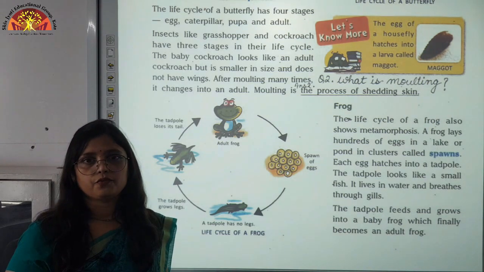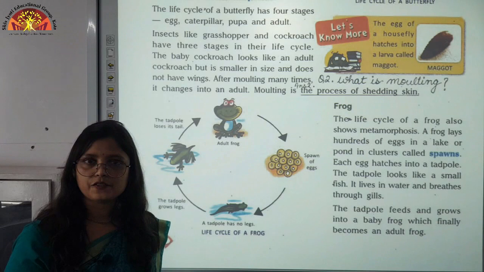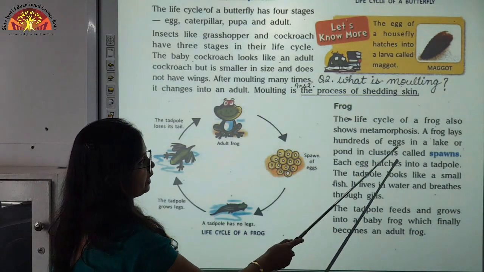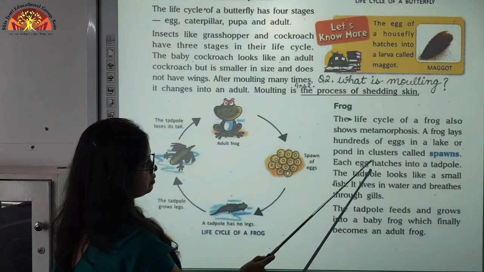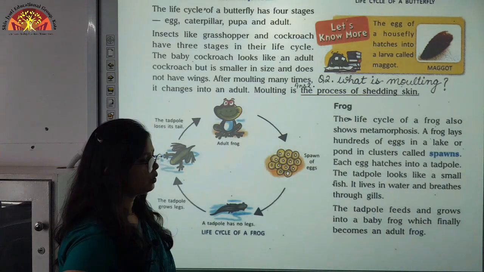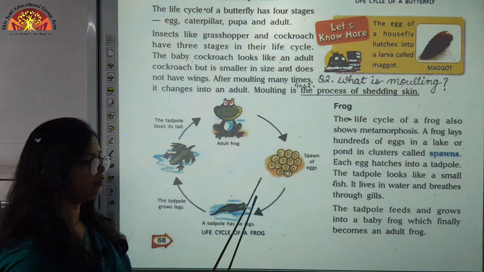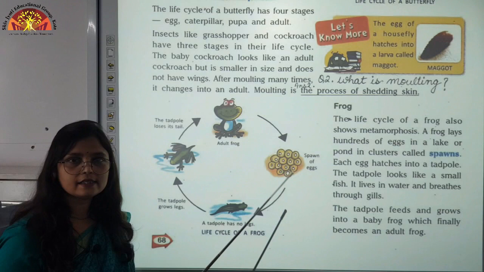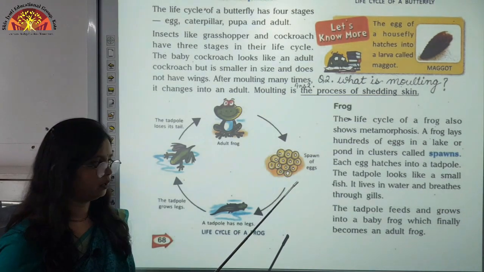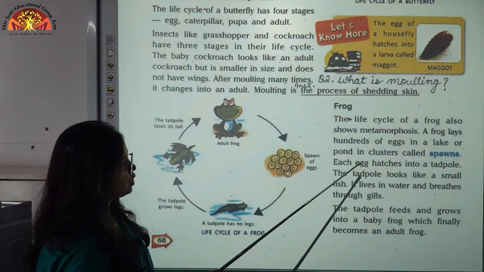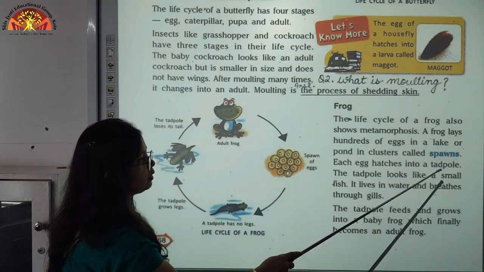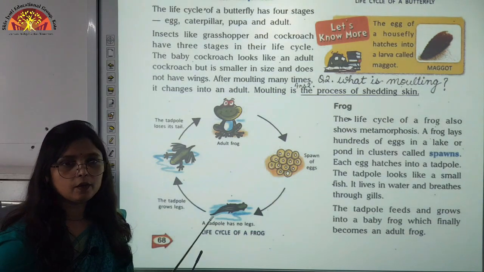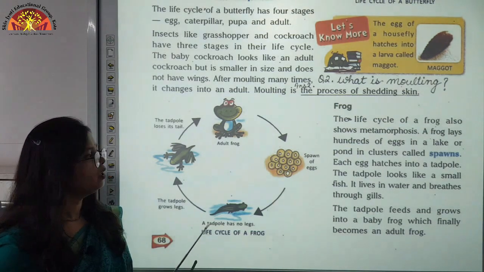Similarly, metamorphosis also takes place in the life cycle of a frog. A frog lays hundreds of eggs in a lake or pond in clusters called spawn. So you can see here in the diagram shown in your books, this is the cluster of eggs which is laid by a frog. This cluster of eggs is called a spawn. Now, each egg hatches into a tadpole. You can see the next picture. This is a tadpole. Now, the tadpole here is the larva of a frog.